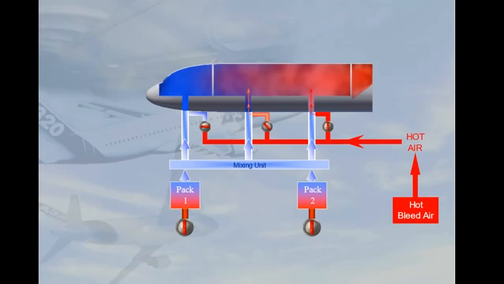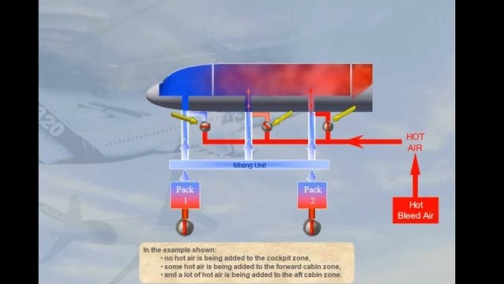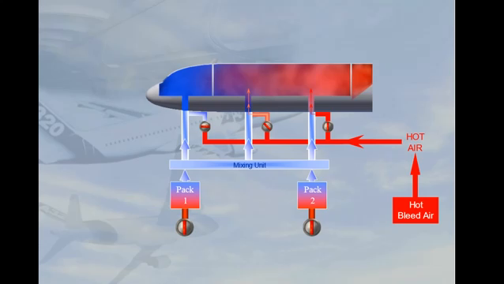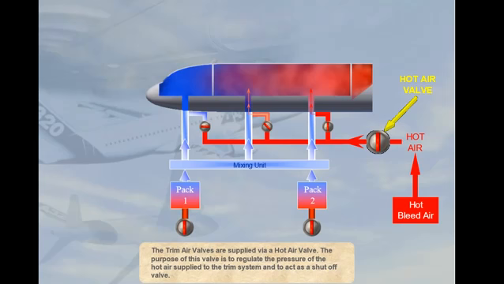In the example shown, no hot air is being added to the cockpit zone. Some hot air is being added to the forward cabin zone, and a lot of hot air is being added to the aft cabin zone. The trim air valves are supplied via a hot air valve. The purpose of this valve is to regulate the pressure of the hot air supplied to the trim system and to act as a shut-off valve.